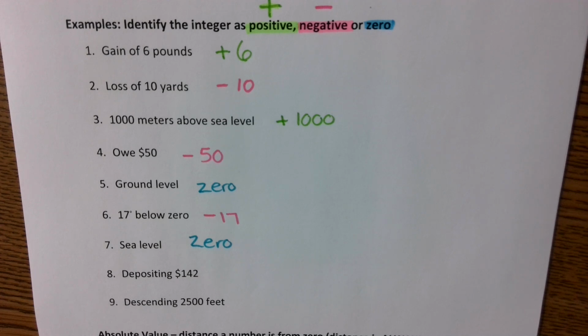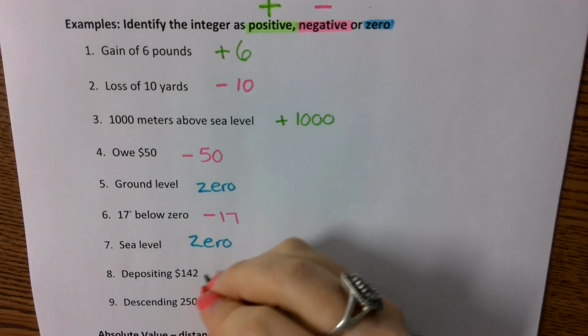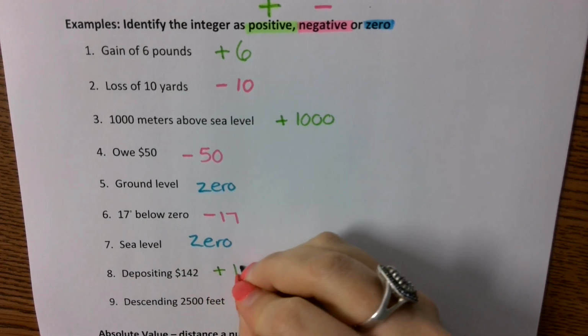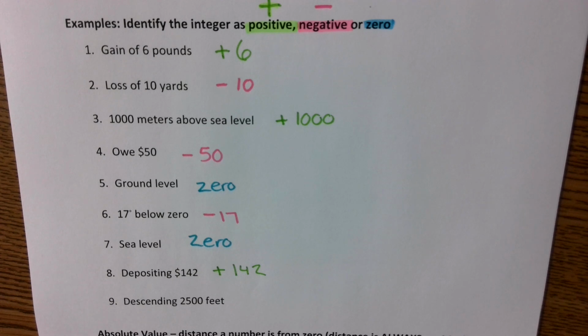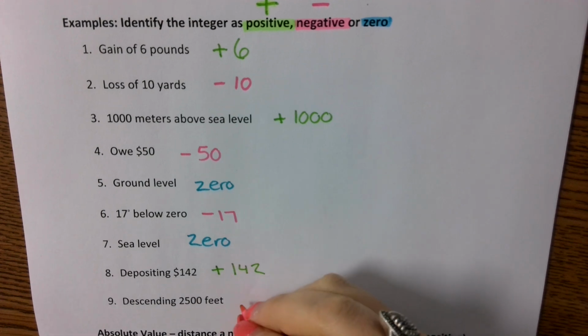Look at your vocab words. Deposit. Positive. You got to look at your words. Okay, and then if we are descending, if we are going to descend 2,500 feet, what is that going to be, Jada? Negative. Descend is negative.